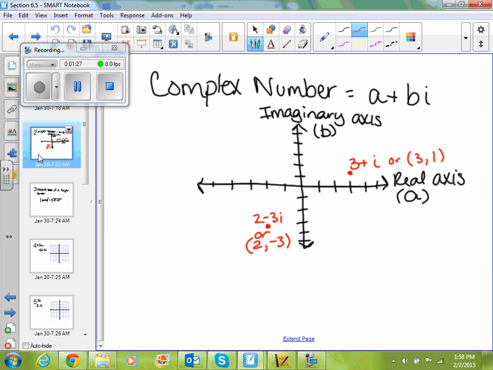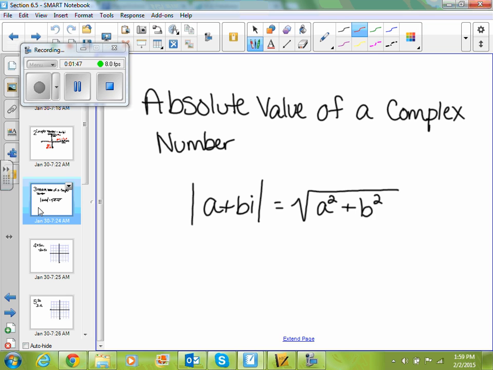You can rewrite any imaginary number in the form a plus bi as a set of coordinate pairs, with a being your first number and b being your second number. Alright, so we're going to look at graphing some complex numbers, and we're also going to look at finding the absolute value of a complex number. The absolute value of any complex number, a plus bi, is equal to the square root of a squared plus b squared.